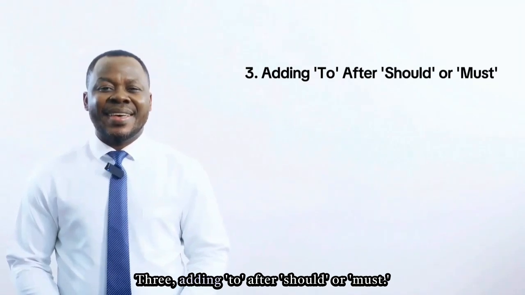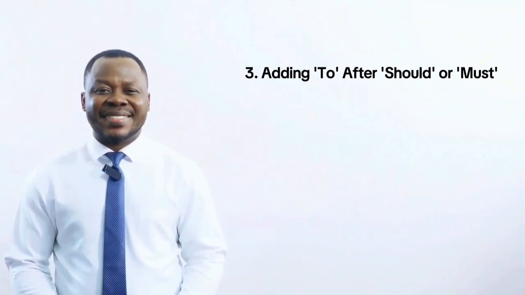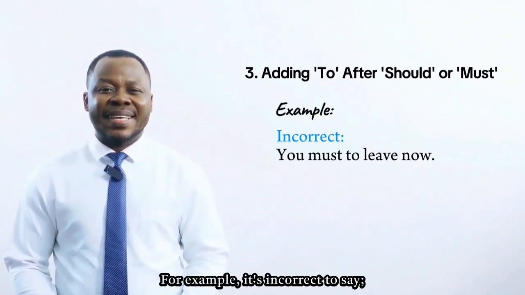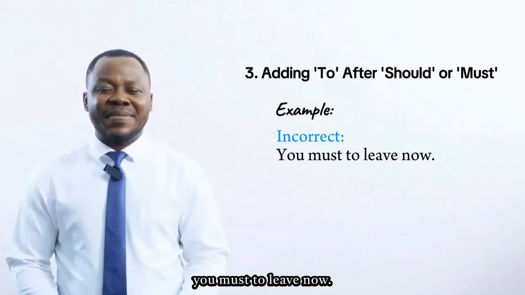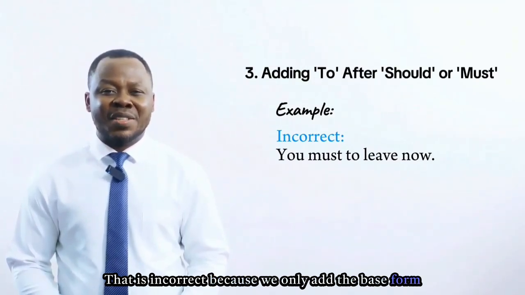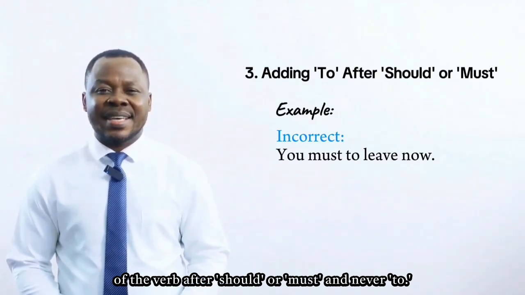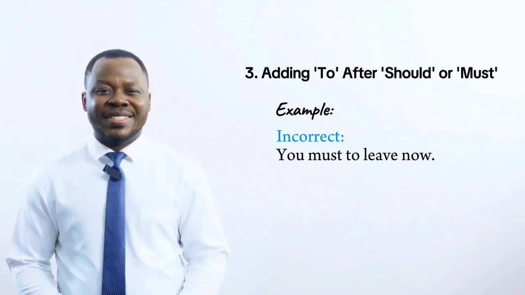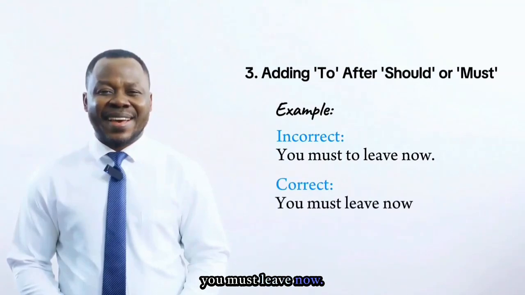3. Adding to after should or must. For example, it's incorrect to say, you must to leave now. That is incorrect because we only add the base form of the verb after should or must and never to. Therefore, the correct sentence would be, you must leave now.